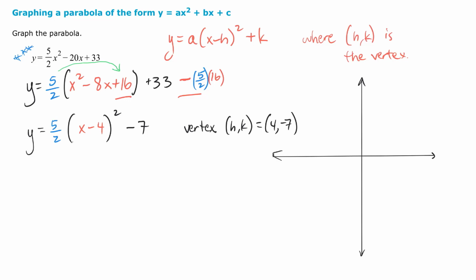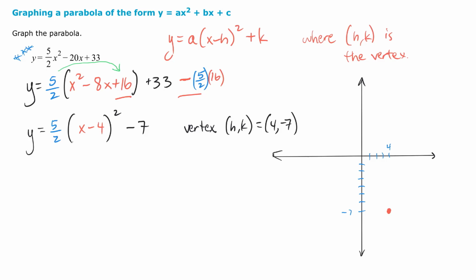So let's go 4 units to the right. 1, 2, 3, 4. 1, 2, 3, 4, 5, 6, 7. Negative 7, 4. And then we have a parabola with a vertex right there. Why don't I draw this in red? There's the vertex, (4, negative 7). And now we just need to pick some ordered pairs.